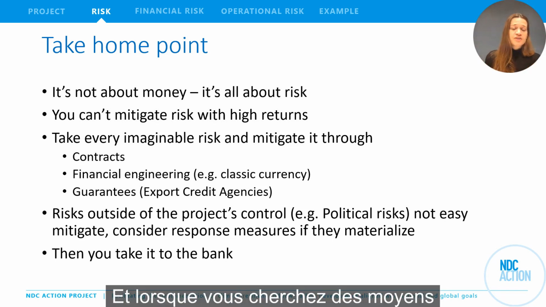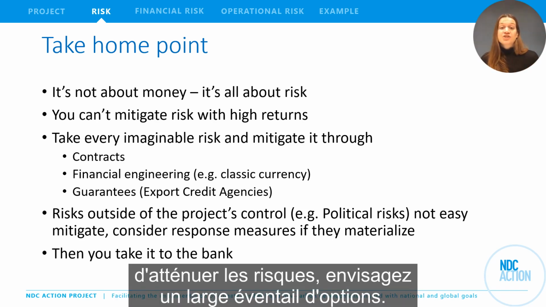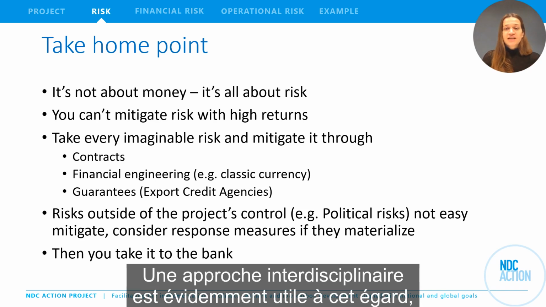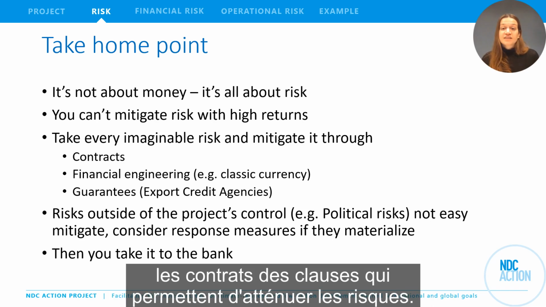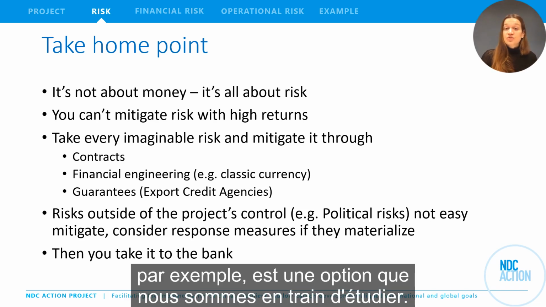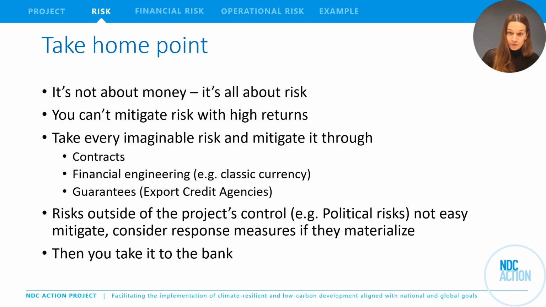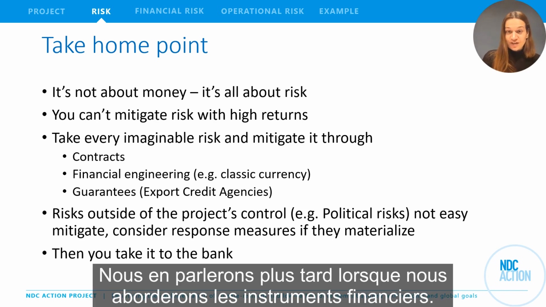take just about every imaginable risk and mitigate it. And when looking for risk mitigators, consider wide-ranging options. It helps to take an interdisciplinary approach here. Of course, one option is to include covenants in contracts that result in mitigated risk. The transfer of risk to other parties, for example, is an option, which we're going to discuss later when we discuss financial instruments.